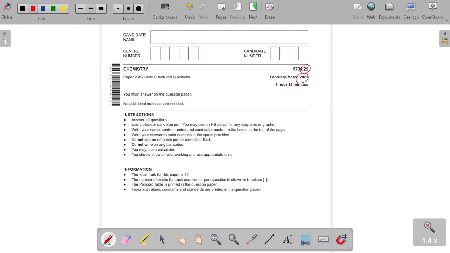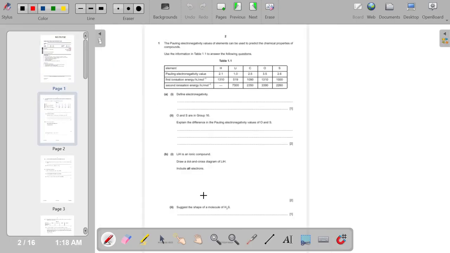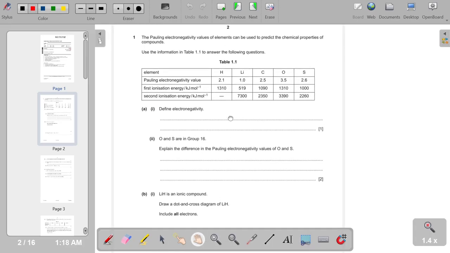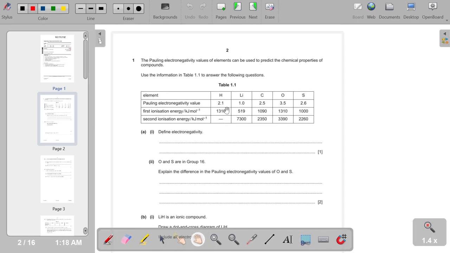Okay, so let's start. Here I have page number 1, and let me zoom this page. The first question is: the Pauling electronegativity values of elements can be used to predict the chemical properties of compounds. Here we have certain elements: hydrogen, lithium, carbon, oxygen, and sulfur. The first question is, define electronegativity.